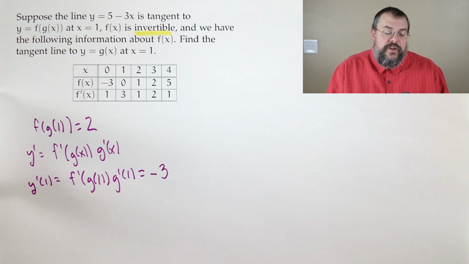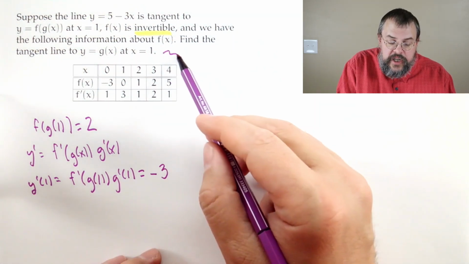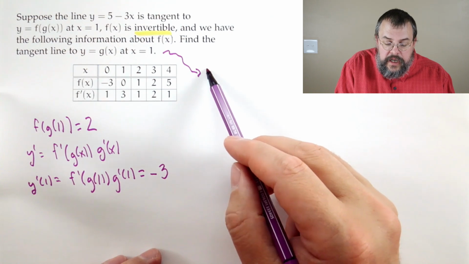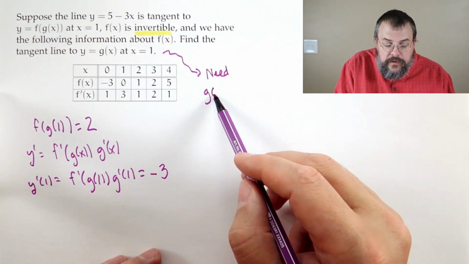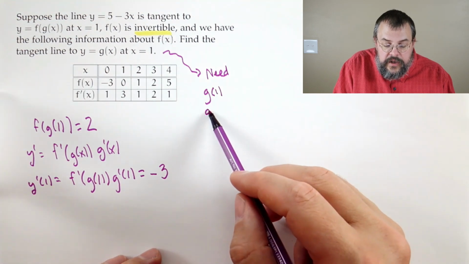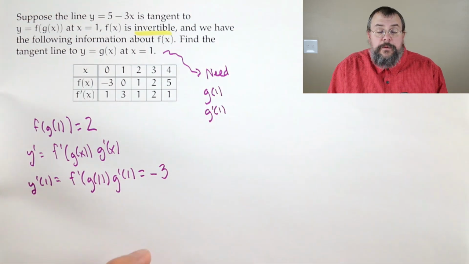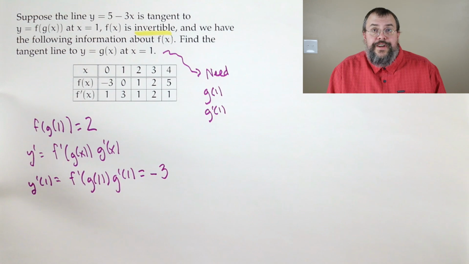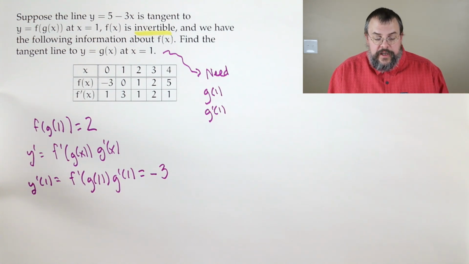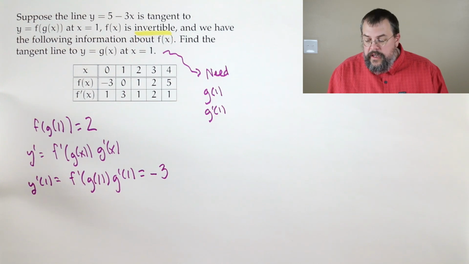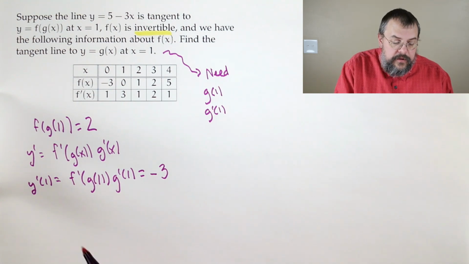Now, what do we want? We want the tangent line to g of x at x equals 1. So in particular, that tells us what we need. It tells us that we need to know what is g of 1 and what is g prime of 1. See, if we have those two pieces of information, we have our line. Okay, so let's start thinking. Well, let's start with our fact that we know f of g of 1 is equal to 2. How can we use it?